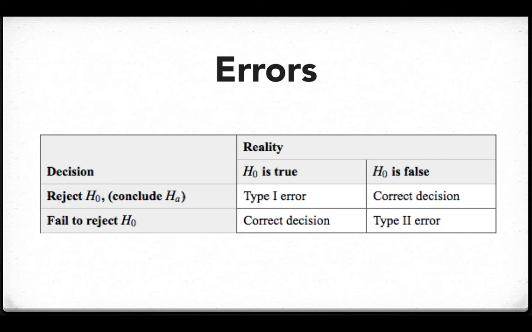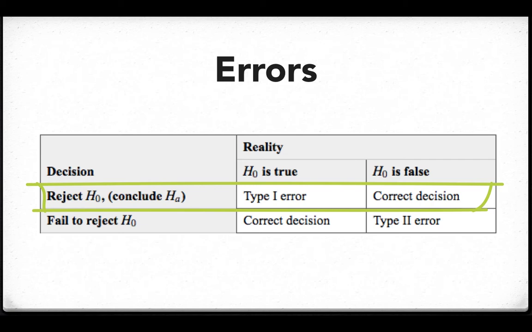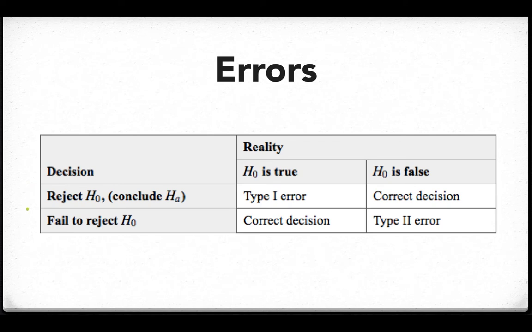When we're conducting a hypothesis test, there are 2 possible decisions. We can reject the null hypothesis and conclude in favor of the alternative hypothesis, or we can fail to reject the null hypothesis. When conducting a hypothesis test in real life, we don't usually know the population parameters. So in most cases, we don't know if our decision is correct or incorrect. In reality, the null hypothesis could be true or it could be false.